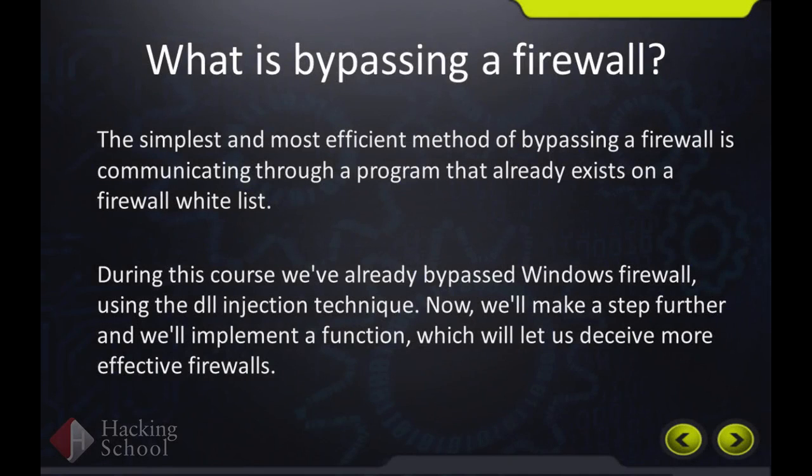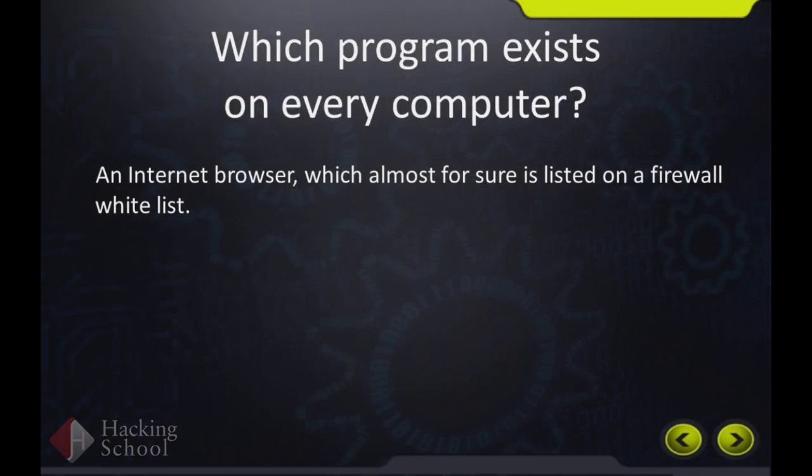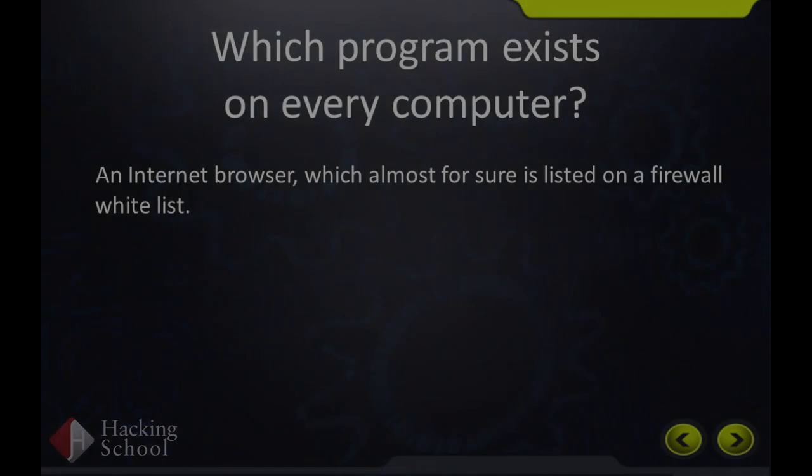In one of the previous modules, we bypassed the Windows firewall using the DLL injection technique. We could do that, but there's a much better way by means of using the code injection technique, which injects the code directly. Let's consider which applications are present on the firewall whitelist. Surely a web browser, instant messenger, or mail client. They would be useless without internet communication. On the other hand, which of these applications are sure to be present in the computer? Obviously, the answer is the internet browser, so we'll use it in this module to fool the firewall.